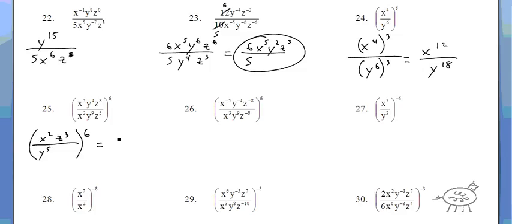So everything's to the sixth. So it's going to be x squared to the sixth, z cubed to the sixth, y to the fifth to the sixth. Okay, so that just gives us x to the 12th, z to the 18th, over y to the 30th. All right, not too bad.